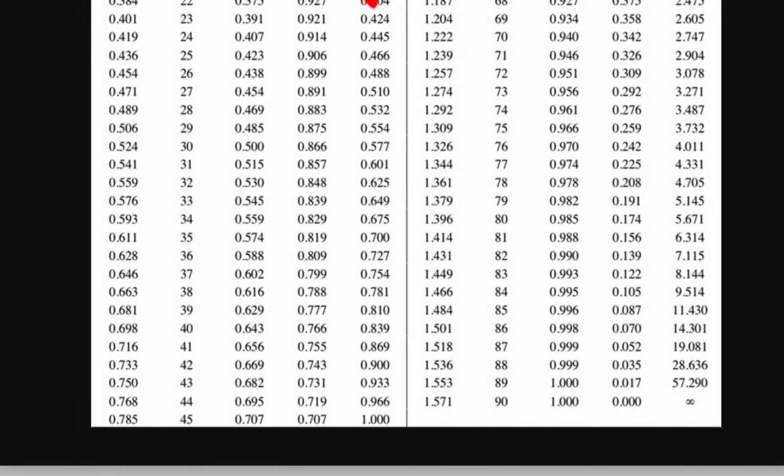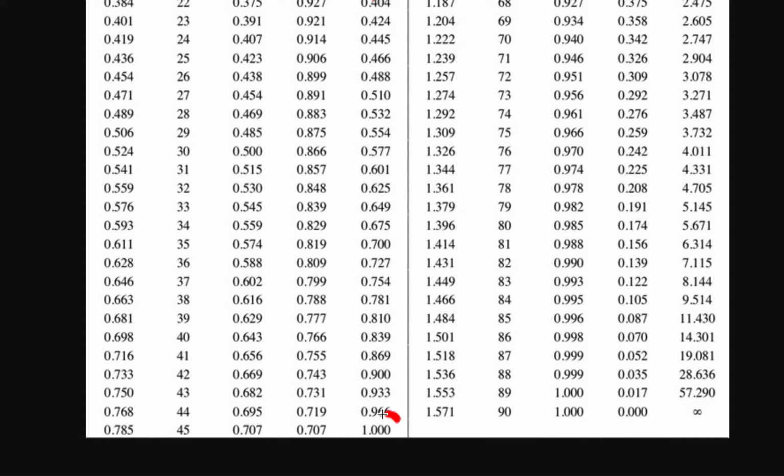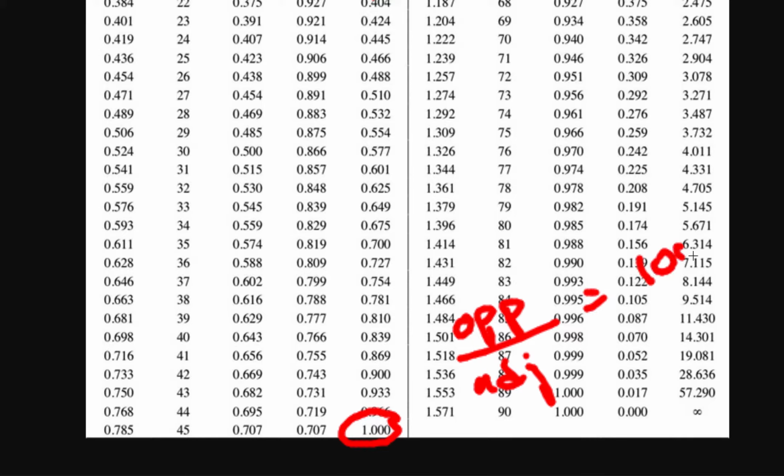And it's right on the bottom. So when the opposite divided by the adjacent is 100%, or 1-to-1, how many degrees is that? And we know the answer because we use this particular triangle because we know the answer ahead of time, 45 degrees. So someone compared the opposite and the adjacent for every degree in order to try to make this chart.